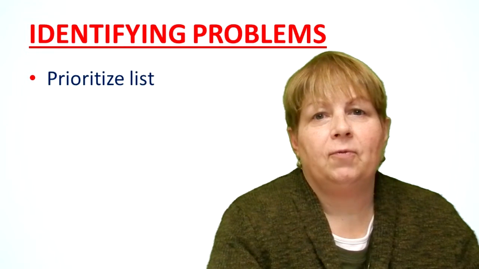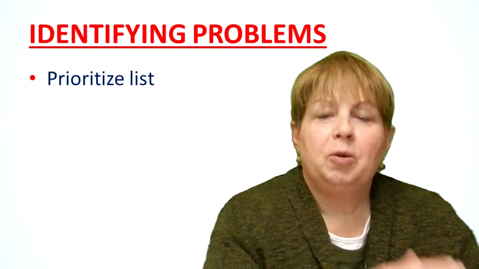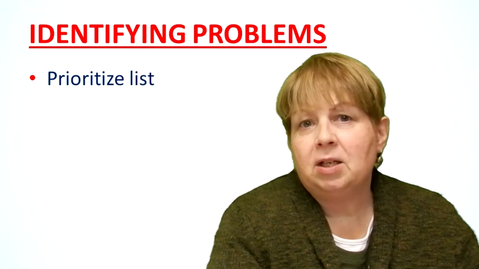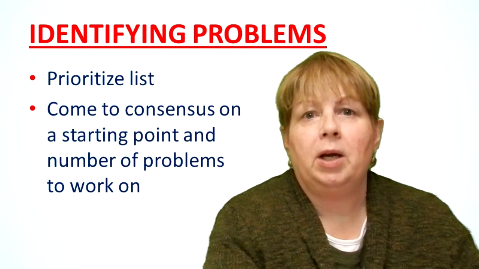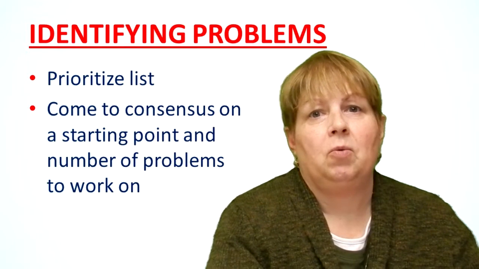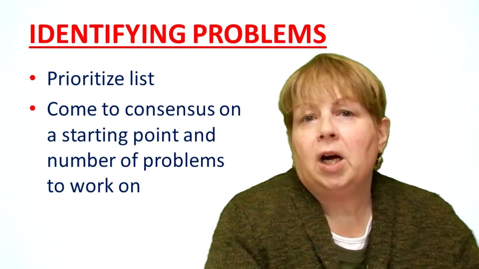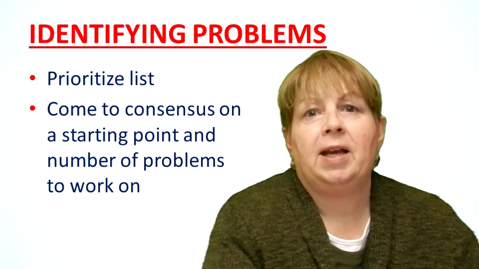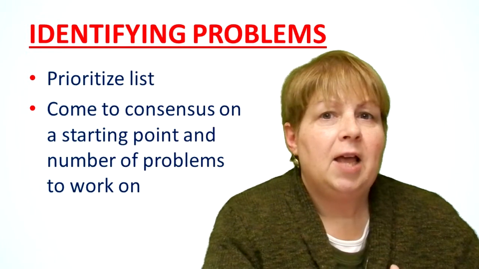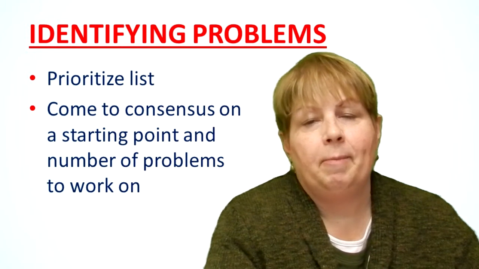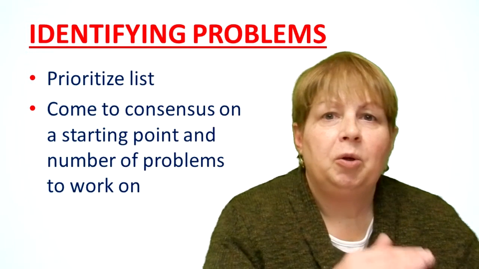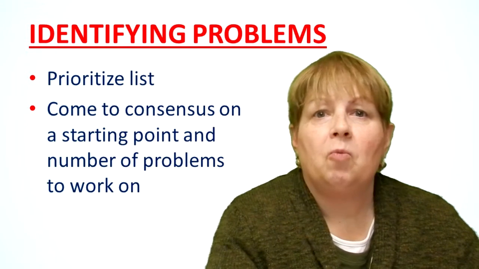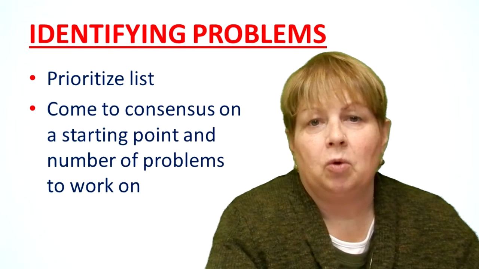So starting out with the first step, problems. You brainstorm a long list of problems, but then the group has to come to consensus on a starting point or the number of problems that you're going to be working on. There are a couple of techniques that can help you narrow down that list and come to consensus. Those techniques are nominal group technique and multi-voting. Both of those can make it a little bit easier to come to consensus on where you want to start, what problems you want to work on.